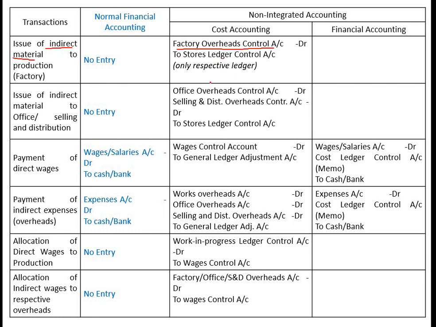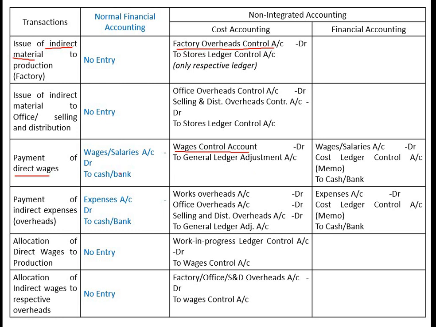If it is specifically mentioned that material is issued to someone else, like in the case of any paper ream, office and administration may be debited, overheads may be debited to store ledger control account. Then issue of indirect material to office and selling distribution. Similar way, like I told you, office overhead control account debit or selling and distribution overhead control account debit to store ledger control account. Payment of wages, these are the direct wages, and direct wages are to be debited to the wages control account to general ledger adjustment account.